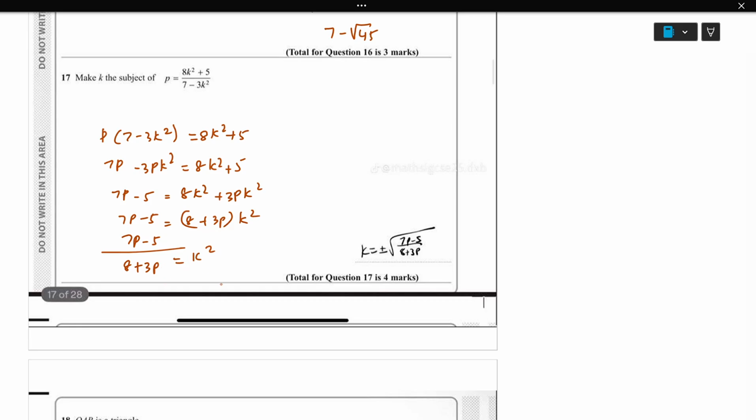So 7p minus 5 over 8 plus 3p equals k squared. When you remove the square on this side, this side is going to be plus or minus the square root of 7p minus 5 over 8 plus 3p equals k. So this is the answer here, plus or minus the square root of 7p minus 5 over 8 plus 3p.